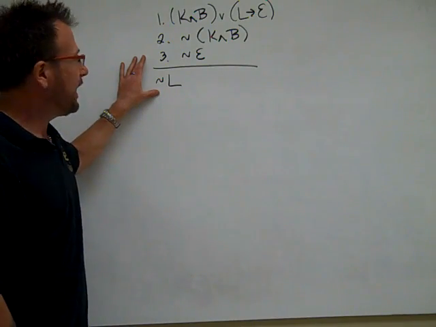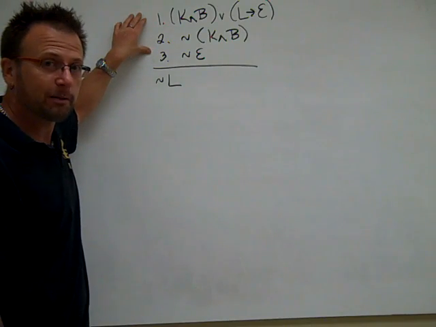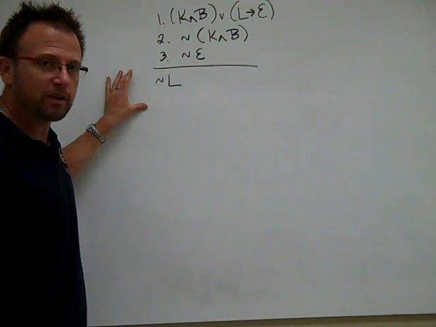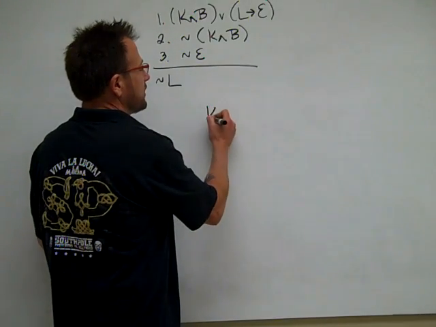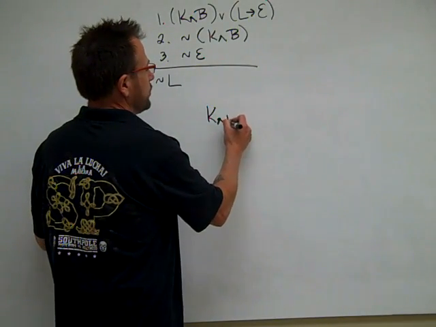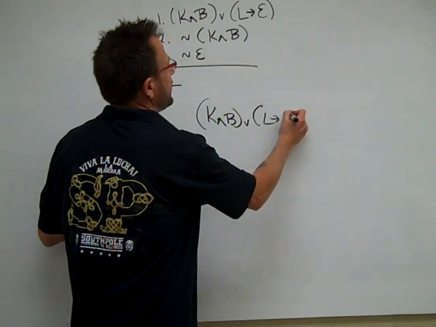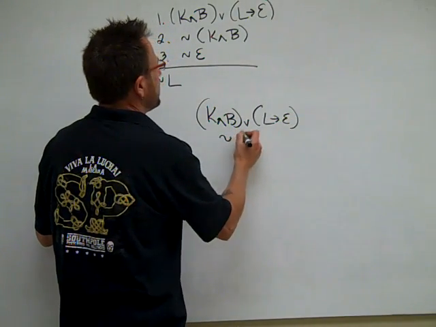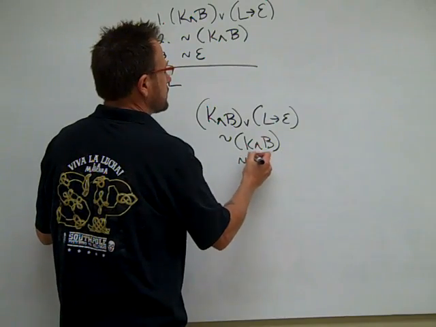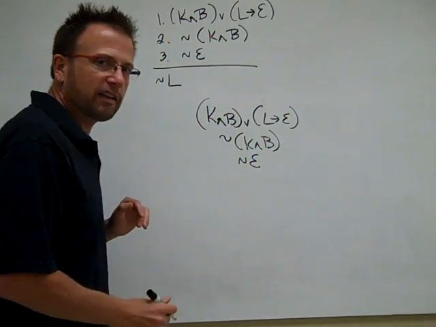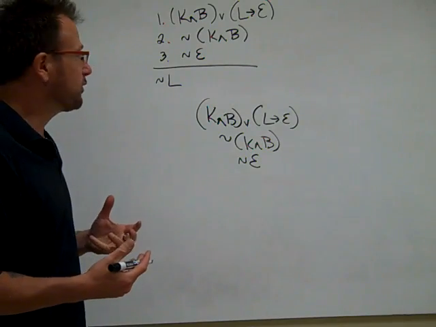One more time. If this argument is valid, that means it's impossible for the premises to be true at the same time as the conclusion is false. So what I'm going to do is list the premises as true, and list the conclusion as false and check to see if those statements can all be true at the same time. That's how I'm going to check for validity.